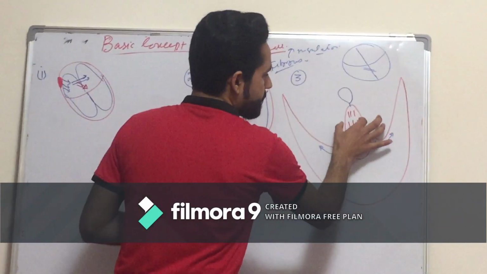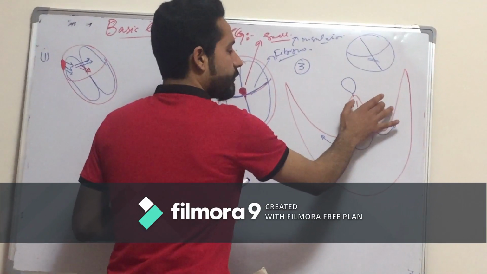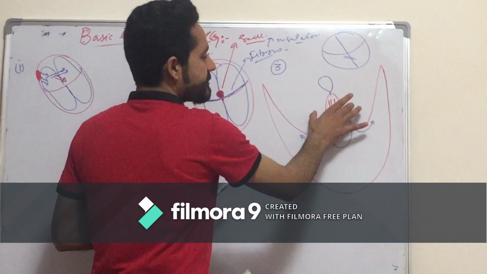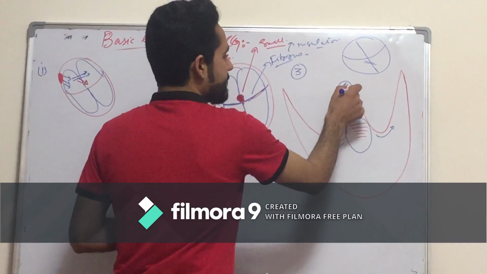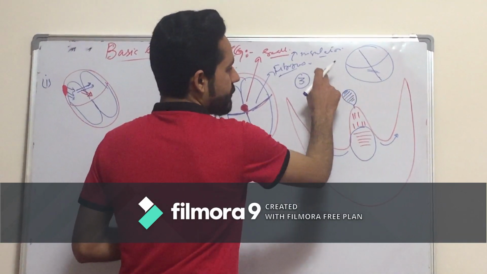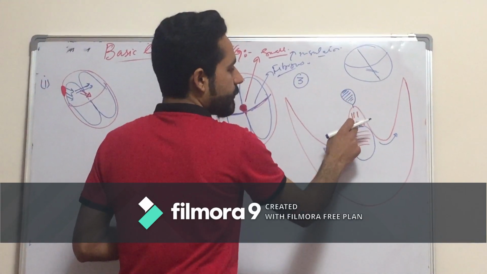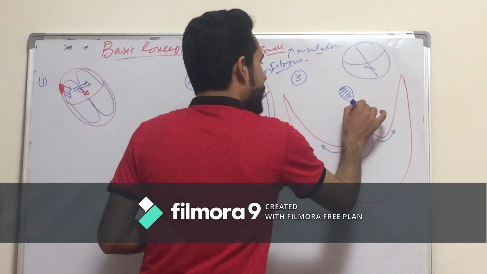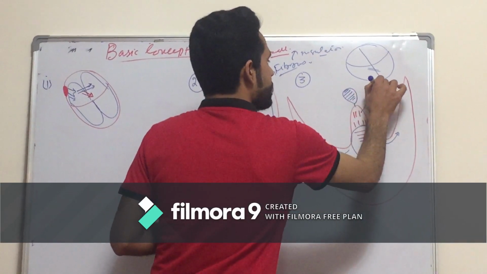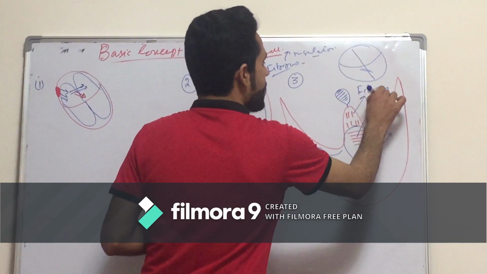Now this is a septum, the interventricular septum, between the left ventricle and the right ventricle. The electrical impulses come from the SA node into the AV node, and from the AV node they will come into the interventricular septum. But the upper part is fibrous, and the lower part is muscular.